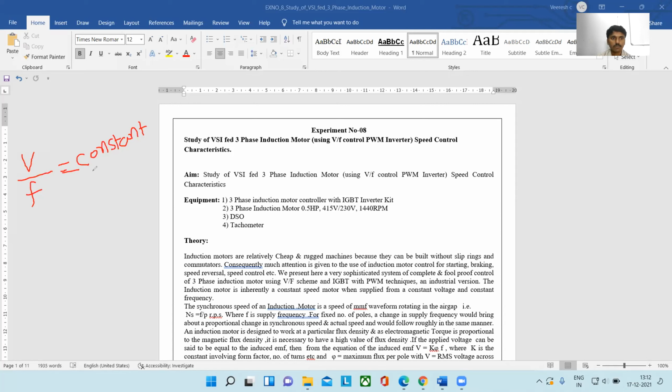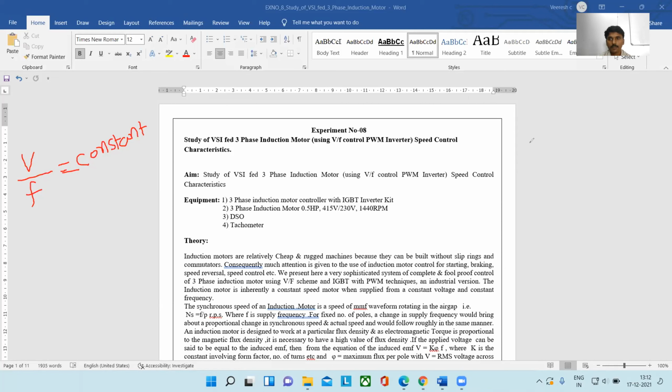So why are we going for this method, why is this method named V by F is equal to constant? Here V is nothing but voltage, the motor terminal voltage, and F is nothing but the supply frequency. So why are we going for this method?